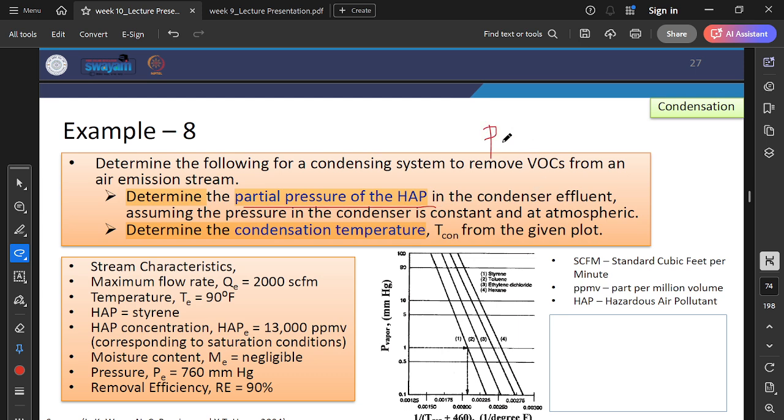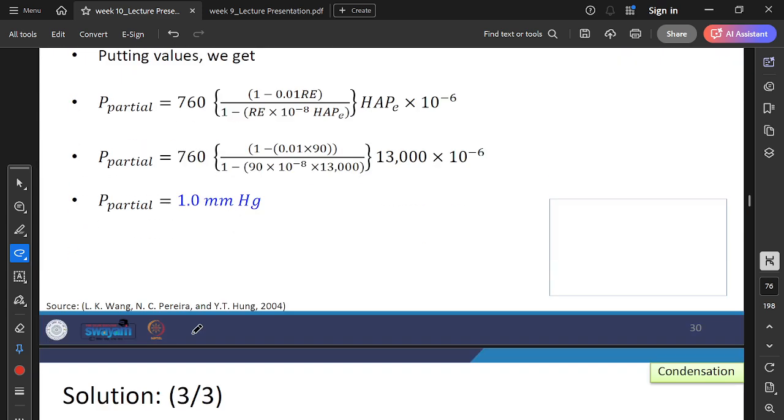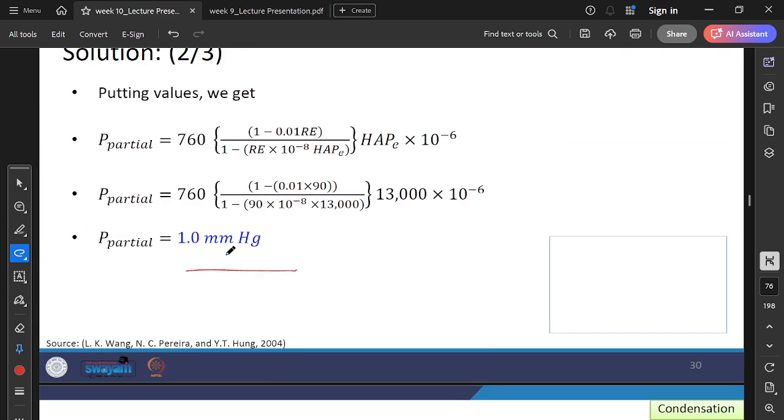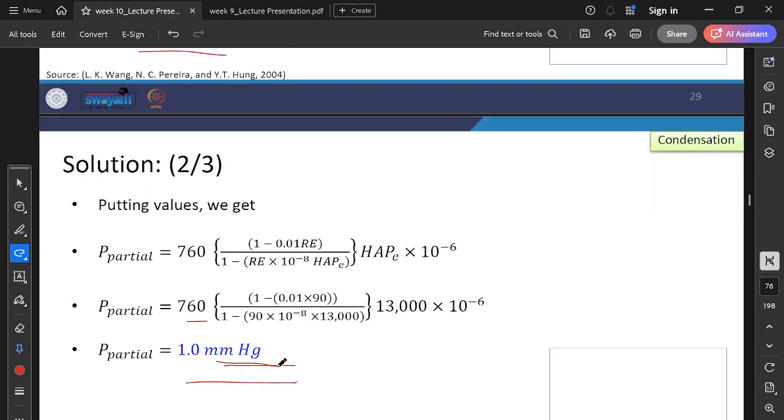Okay. Then the next question, determine the partial pressure of the HAP. They are asking for the condensation process, and to determine the condensation temperature. Both formulas were given in the formula sheet. You can refer. P partial equals 1 minus removal efficiency, 90% given, times HAPE, the exit concentration 13,000 given in the question, and here also 13,000 times 10 power minus 6. You will get the partial pressure of the gas, 1 mm of Hg. Everything will be in mercury terms because it's 760, so it will be in mmHg.